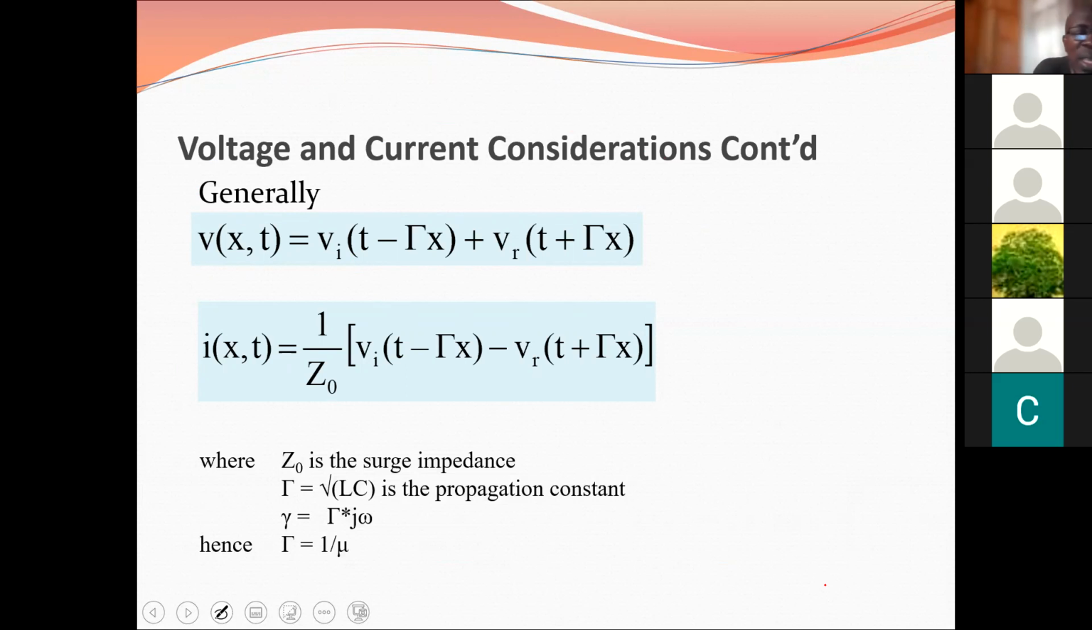So Z0, as we said before, is your surge impedance. We know that gamma is equal to 1 over the speed. Mu, of course, would be a speed. So that's the fancy theory that we need to talk about. All right? And I'm not here to quiz you on theory.